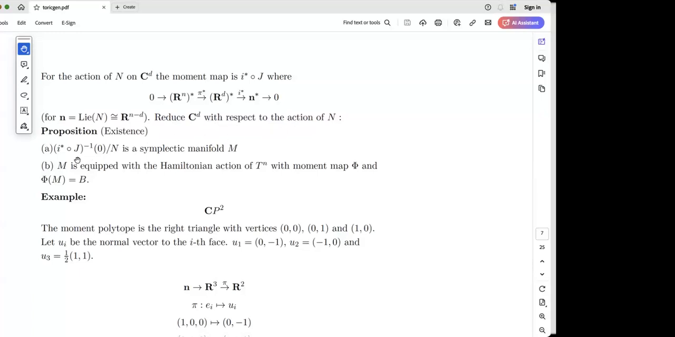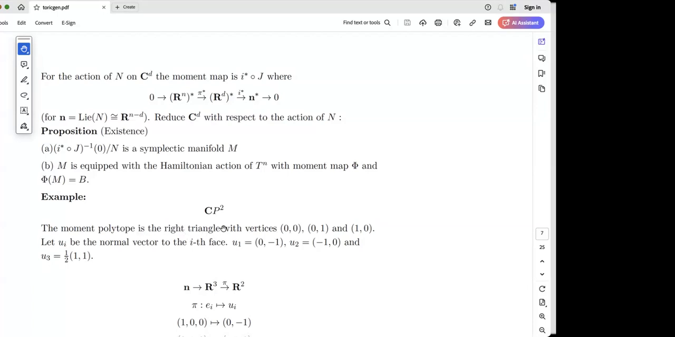I star composed with J, inverse image of 0, quotiented by N, that is a symplectic manifold. We will see why. And secondly, it is equipped with the Hamiltonian action of T^n with moment map phi, and the image phi of M is our polytope B.